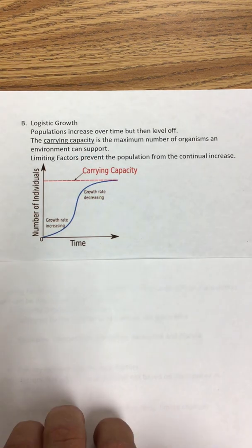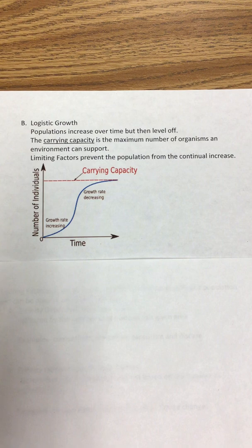I use an example like my fish tank that I have in my classroom. It is only a certain size, and I can only fit so many fish in that fish tank. If I try to put more fish in that fish tank, what happens is they don't have enough oxygen, and some of them are not going to survive. So the carrying capacity is the maximum number of organisms an environment can support. There has to be enough resources, enough oxygen, enough food, enough space in order for them to survive. And so limiting factors are going to prevent the population from the continual increase.